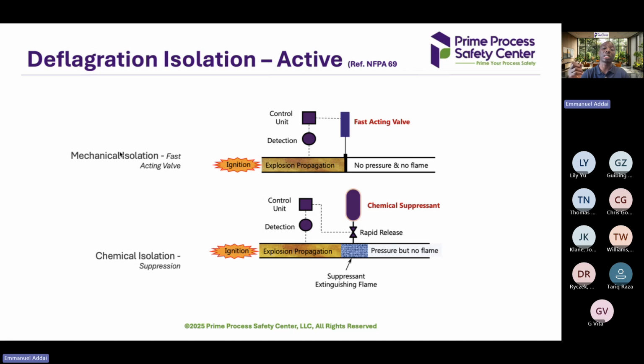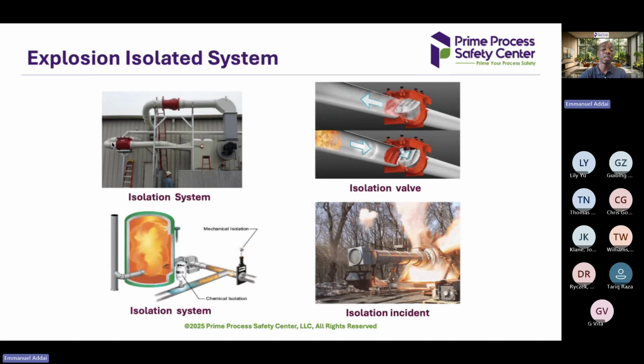We also have an active system. An active system could be a fast-acting valve. You can see from the top image we have a detection system which is interlocked to the valve and the control system and maybe the main equipment. In case there is any increase in pressure or temperature, the detection will detect that something is going on here. It's going to communicate to the control unit. Then it tells the fast-acting valve, please react. Then it will close. The same thing when we are using chemical isolation: we have a detection system, control system, and it tells the suppressant, please release, and it will release and quench any kind of flame. And this is a typical example of the various explosion isolation systems.